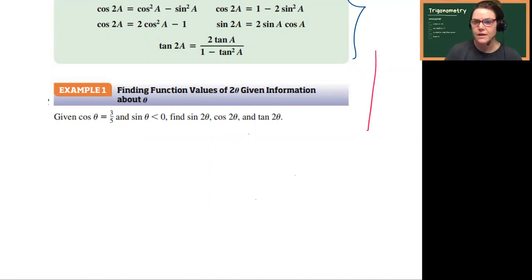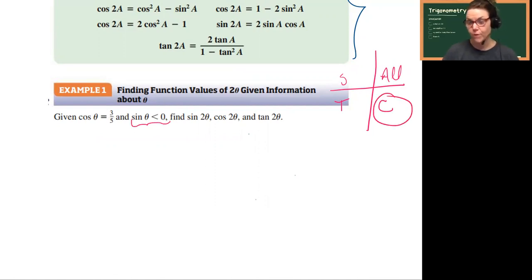So real quick, if sine theta is less than 0 and cosine is positive, we know that this is all students take calculus. Sine is positive in quadrants 1 and 2, but negative in 3 and 4. So we know that sine's going to have to be negative. And cosine is positive, which means we have to be in quadrant 4 for these. So my sine value has to be negative.